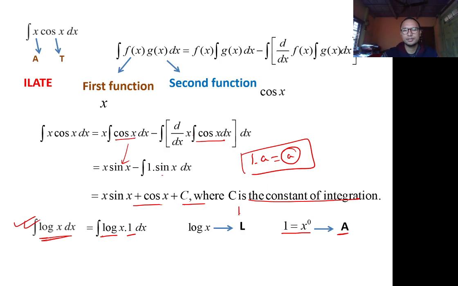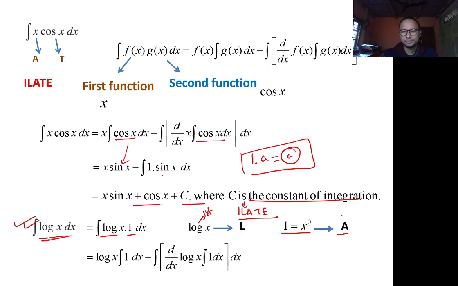Now in the ILATE rule, which one comes first, algebraic or logarithmic? Logarithmic comes first. So logarithmic is going to be your first function and 1 is going to be your second function. First function times the integral of the second function, minus the integration of the derivative of the first function times the integral of the second function, all integrated with respect to x. Right, that's it.